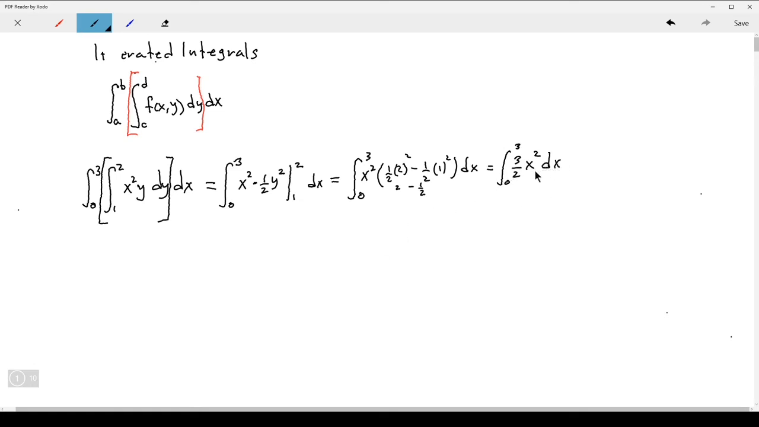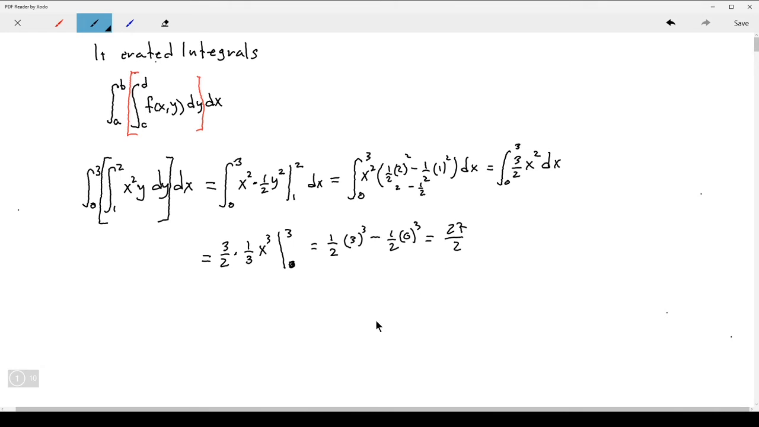Now I'm just doing the antiderivative of this with respect to x. I'm running out of room here, so I'll come down here. That's going to be 3/2 times 1/3 x to the third, evaluated from 0 to 3. So that's going to be 1/2 3 to the third minus 1/2 0 to the third. That's a really bad 0. So that's 27/2.